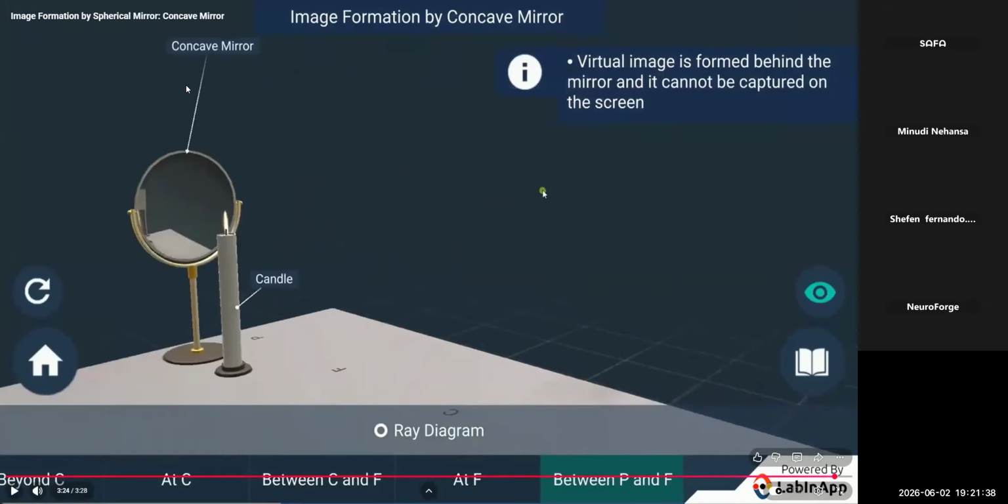Okay, so using a concave mirror, you can see an upright and enlarged image only when the object is in between the pole and the focal point. You can use that mirror as a shaving mirror. Remember that that's the concave mirror. You can see the enlarged one.